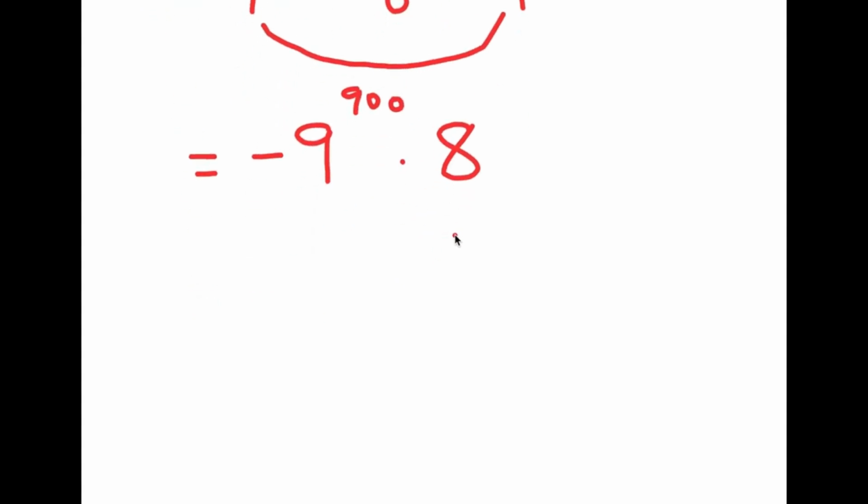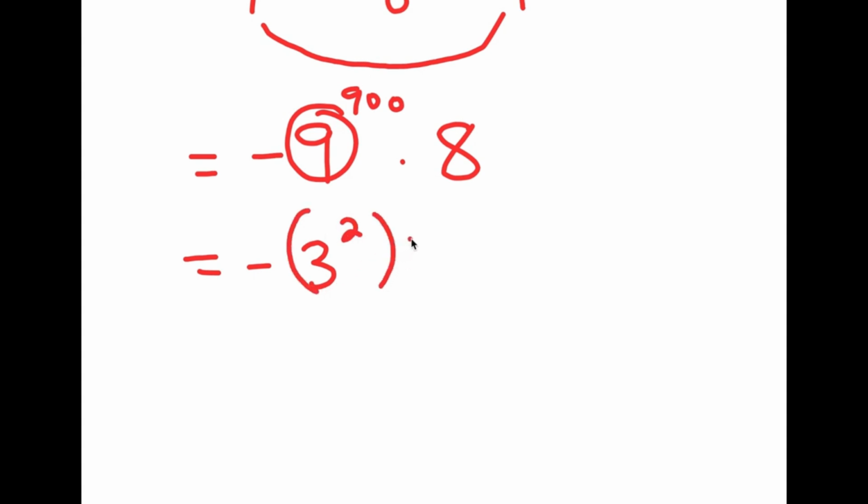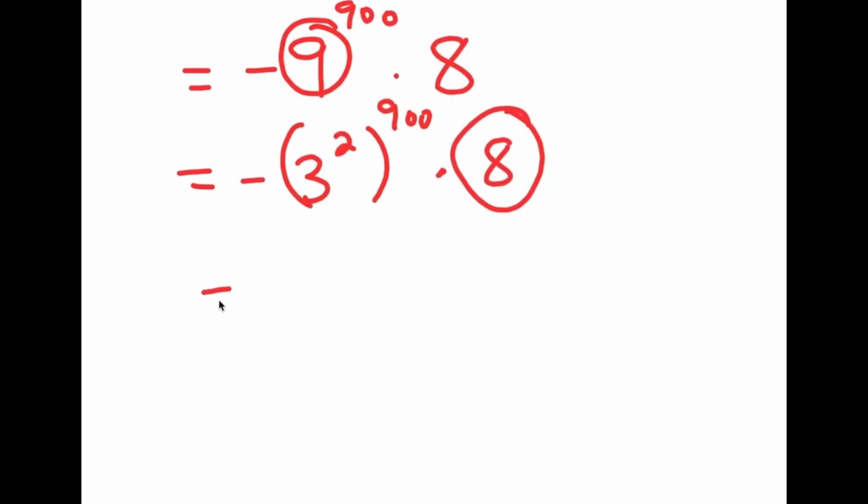Now from here, I can rewrite my 9 here as 3 squared. So I get 3 squared to the power of 900 times 8. And now 8 I can rewrite as 2 to the power of 3. So I have negative 3 squared to the power of 900 times 2 to the power of 3.